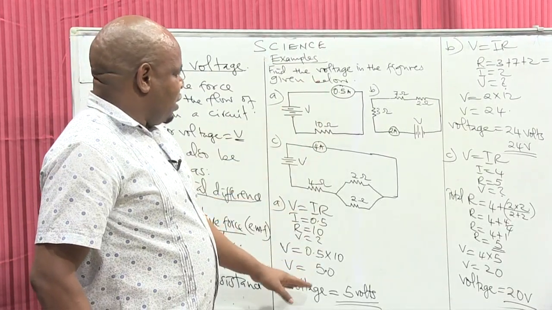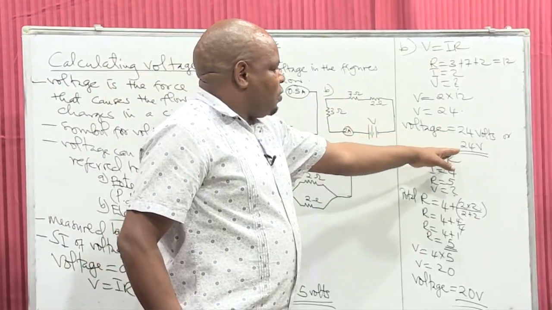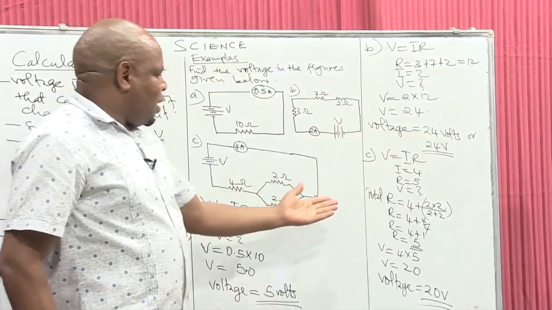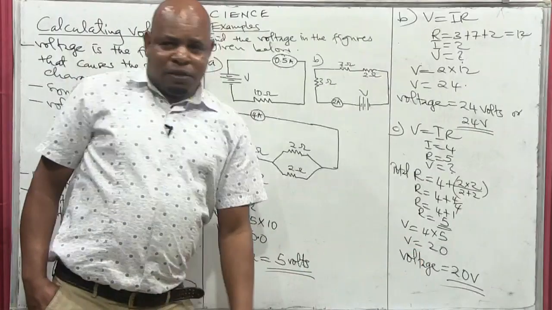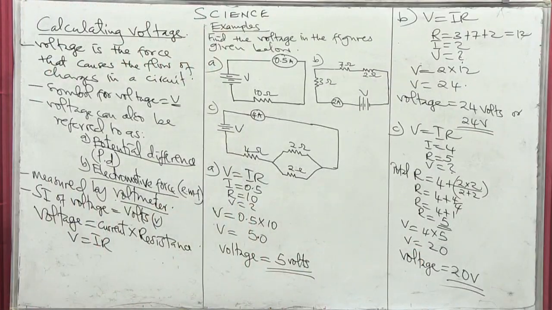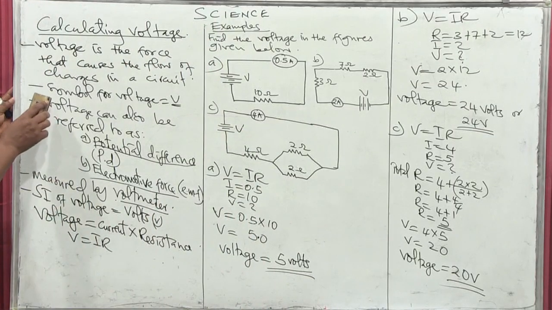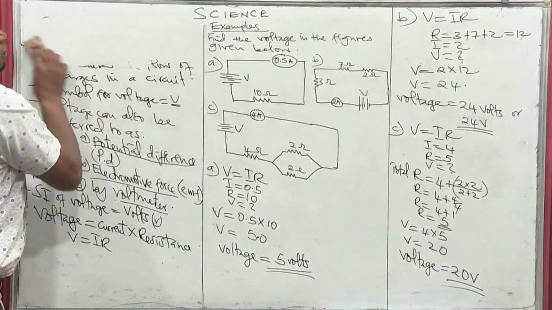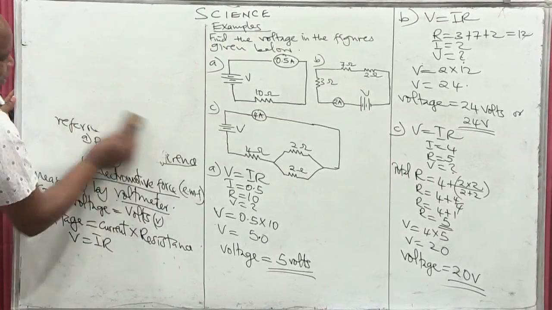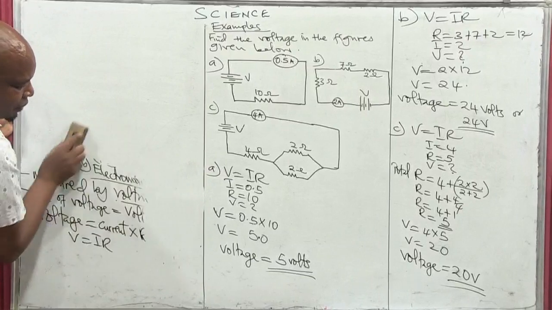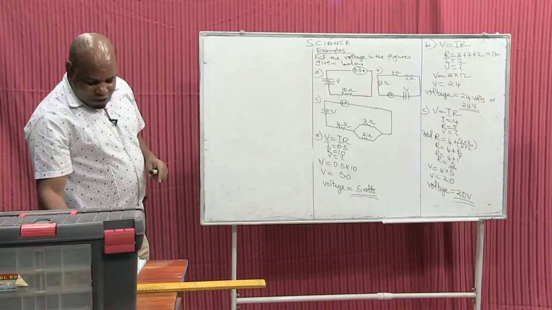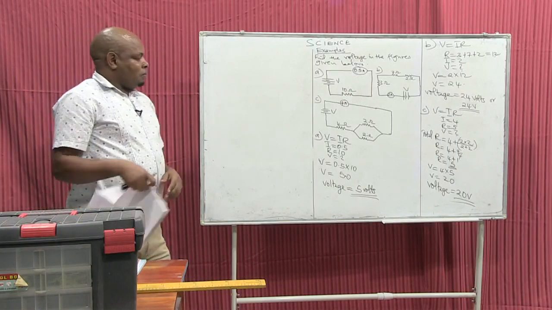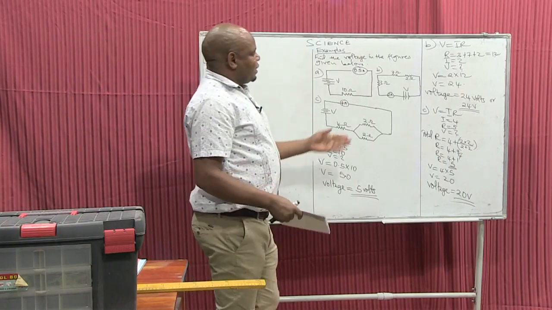Figure A, it is here. Figure B, it has been done here. And the last figure, which has a combination of parallel and series, we have left the answer there. Now let me give you one question. You try to do it in your own time. I'm going to give you a question where the problem doesn't have a figure.